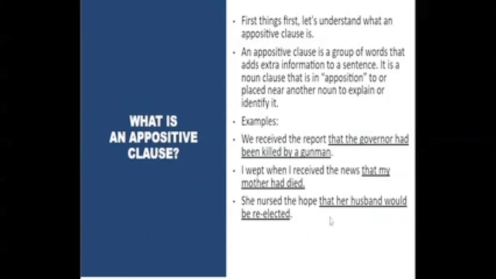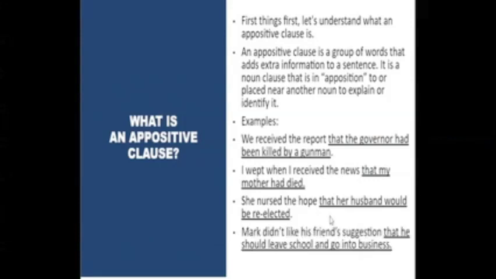So we have seen exactly what an appositive clause is about. And yet another example, Mark didn't like his friend's suggestion that he should leave school and go into business. Now, that he should leave school and go into business gives explanatory information about his friend's suggestion. When the question is what was his friend's suggestion? That he should leave school and go into business.